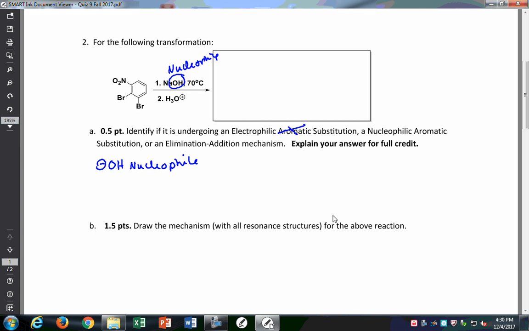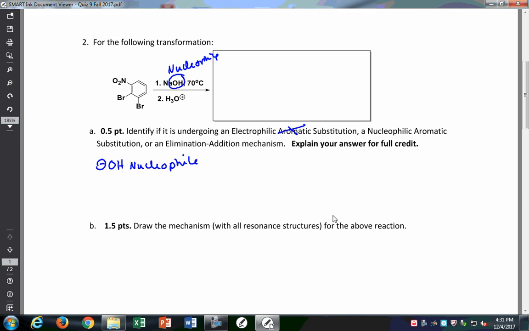So it doesn't really matter as much what the conditions are, but 70 degrees Celsius is pretty low. So elimination addition wouldn't occur with sodium hydroxide at those low temperatures anyway. But as long as we have an electron withdrawing group ortho or para to a leaving group, then the nucleophilic aromatic substitution is going to be a lower energy pathway, and we're not going to get elimination addition. What you have to understand is that benzyne ring is really unstable, so it's only going to go through that pathway if it has no other better pathways.